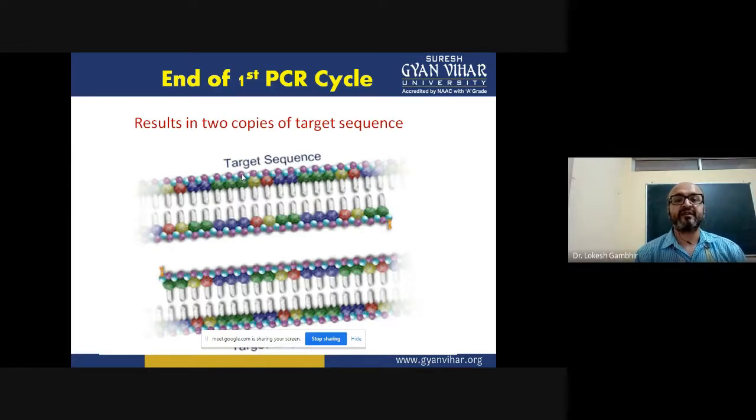After completion, it will give you two double strand DNA molecules from a single double strand DNA, and that completes one cycle. After one cycle, you have only two molecules of DNA. And in PCR, we go up to 30 cycles. So from 2 to 4, 4 to 8, 8 to 16, 16 to 32, 32 to 64, and so on. So by the end of 30 cycles, how many DNA molecules we will be having, you can easily count.